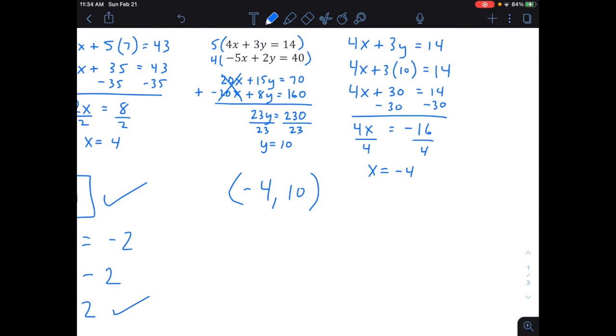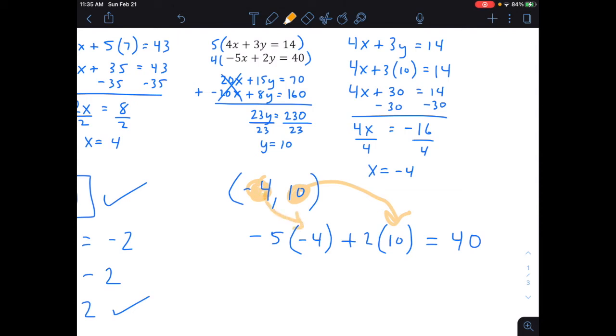All right, so I'm thinking my answer is negative 4, 10. And so since I chose the first one, I'm going to plug it into the second one. So we have negative 5 times negative 4. That's my x value, right? Plus 2 times 10, that's my y value, equals 40. Okay, so this one there, this one there, because x and y, right? All right, so negative times negative is positive. So we have 20 plus 20 equals 40.